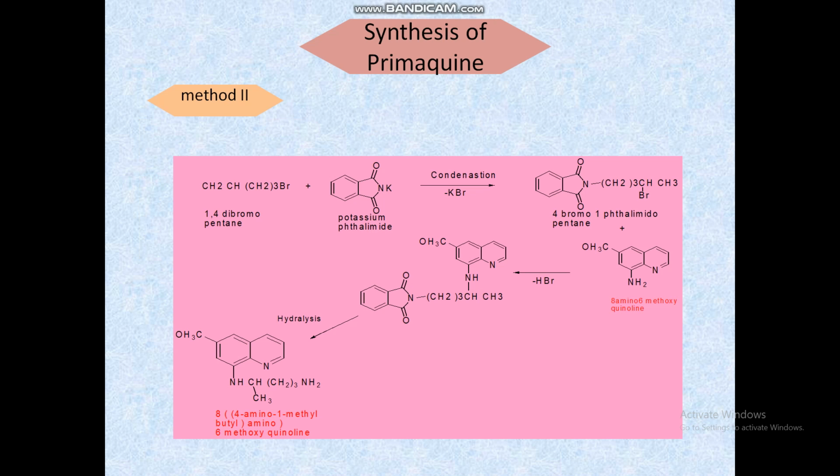Next, another method for the synthesis of primaquine, method 2. 1,4-dibromopentane is condensed with potassium phthalimide. Potassium bromide is eliminated after condensation, producing 4-bromo-1-phthalimidopentane, which is condensed with 8-amino-6-methoxyquinoline.